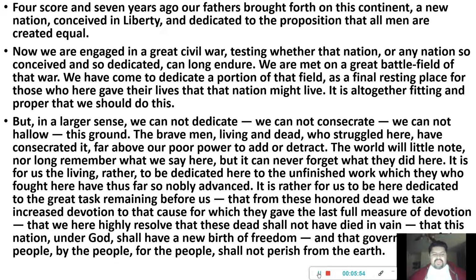That we here highly resolve that these dead shall not have died in vain, that this nation under God shall have a new birth of freedom, and that the government of the people, by the people, for the people, shall not perish from the earth.